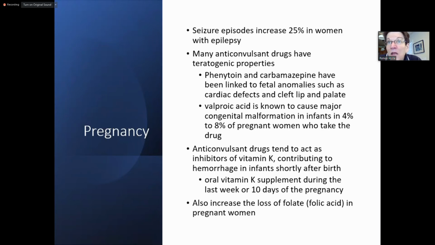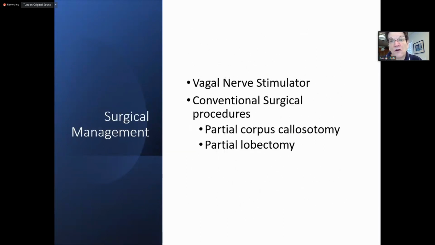With all anticonvulsants, you need to increase folic acid supplementation. Remember, we use folic acid for all women to prevent neural tube defects. With patients that are taking anticonvulsant therapy, the dose needs to be increased because it causes loss of folate.